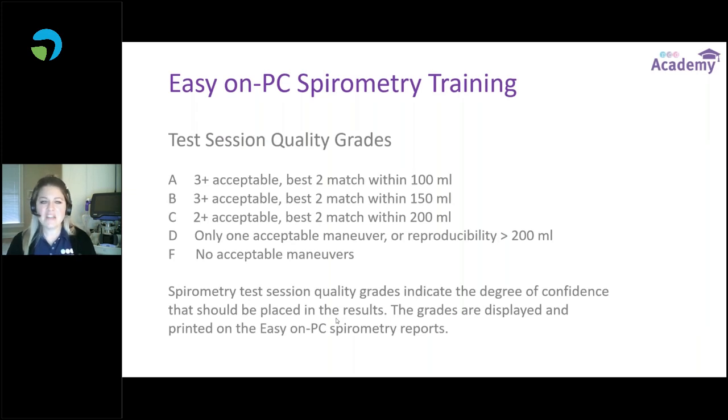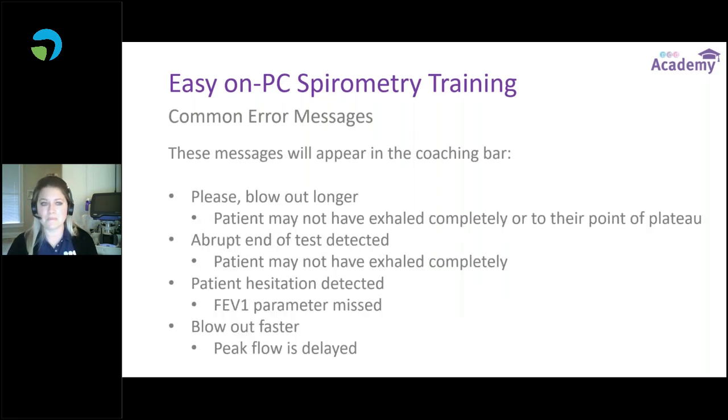Here is a little more of a breakdown of where those session quality grades come from. I will not read this entire paragraph to you, but that A or B just means that we have 3 or more acceptable tests, with the best 2 being within a very tight margin, either 100 or 150 mLs of one another for an A or B. Spirometry test session quality grades can indicate the degree of confidence that you and your providers can have in these test results. These grades are displayed and printed on our EasyOne PC spirometry reports, so it's something you can see right there underneath the test.